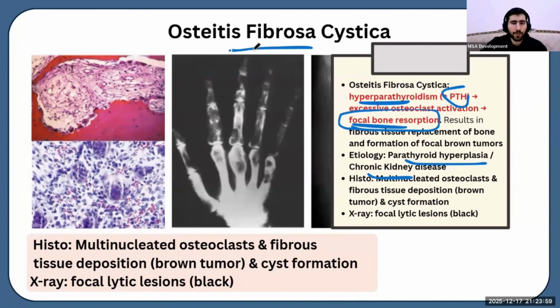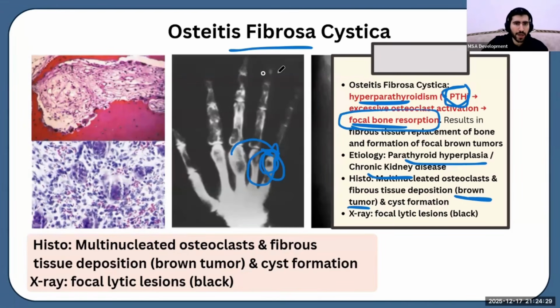However, in osteitis fibrosa cystica, PTH will activate a lot of osteoclasts that will cause focal bone resorption, like it's in a specific place, okay? So that's osteitis fibrosa cystica. Very high parathyroid hormone that causes osteoclasts to be activated and causes focal bone resorption, okay? So after this focal bone resorption happens, collagen will be put in this place and the remodeling will happen with collagen, not with bone, and we will have something called brown tumor.